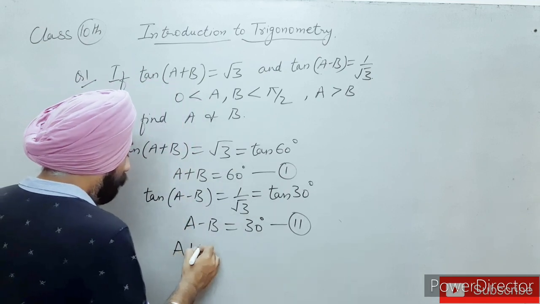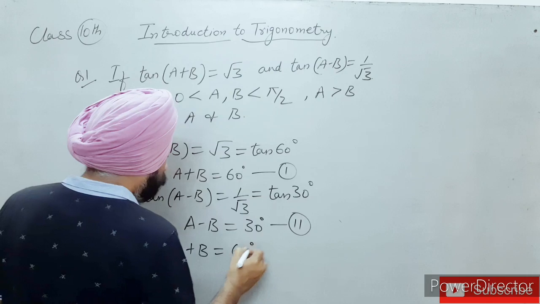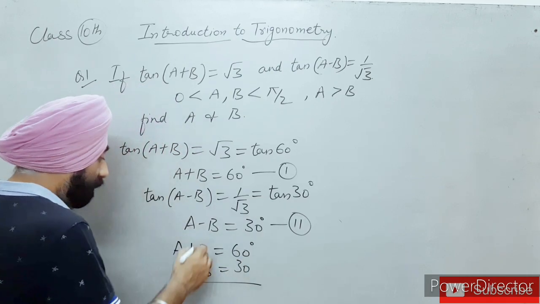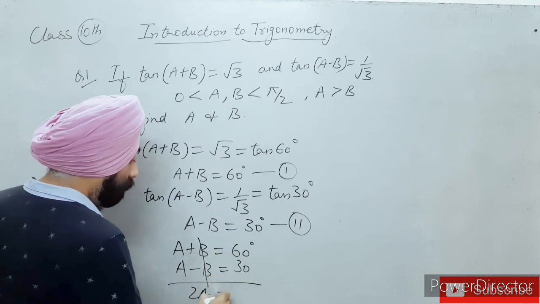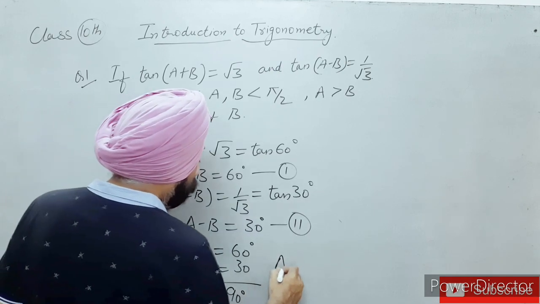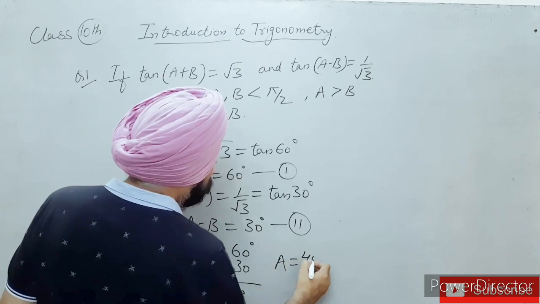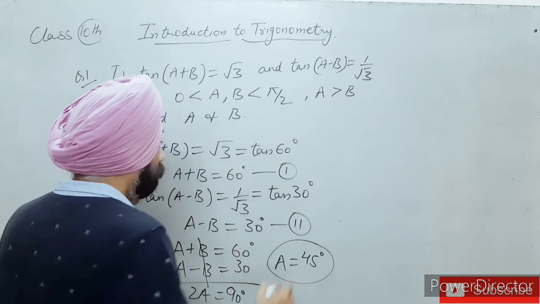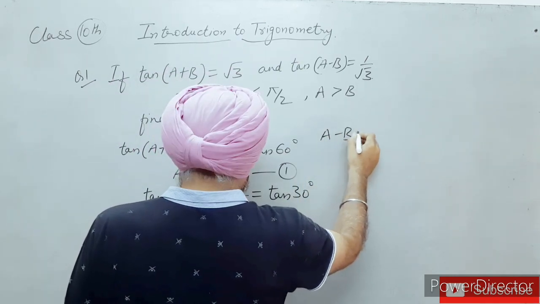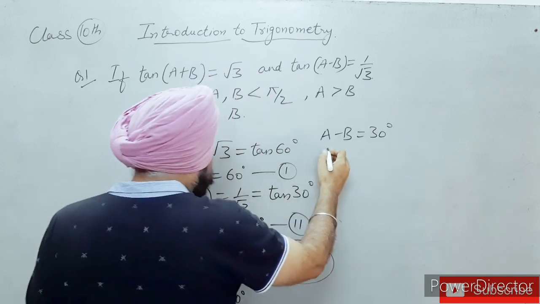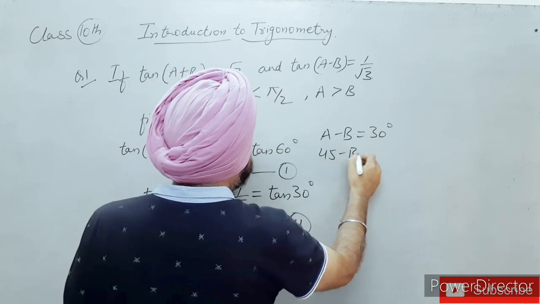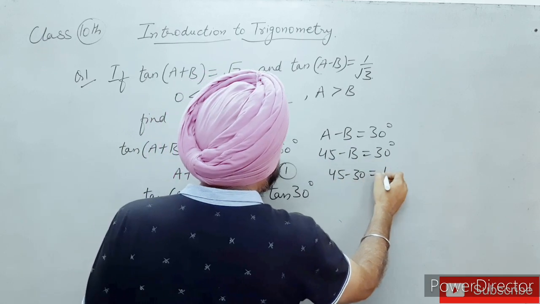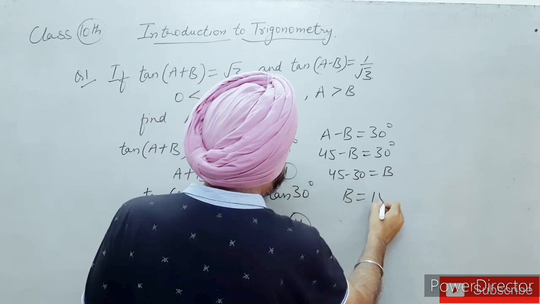Now I can use simply the elimination method. A plus B equals 60, A minus B equals 30. When adding these two, it goes 2A equals 90 degrees. So the value of A is 90 divided by 2, that is 45 degrees. Now let me find the value of B also. A minus B is equal to 30 degrees, so 45 minus B equals 30 degrees. So 45 minus 30 is B, that is B equals 15 degrees.